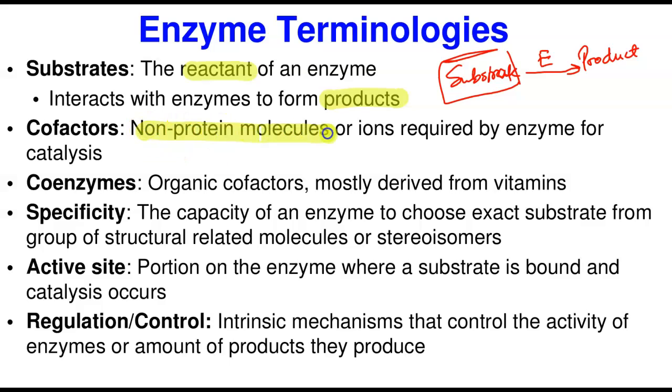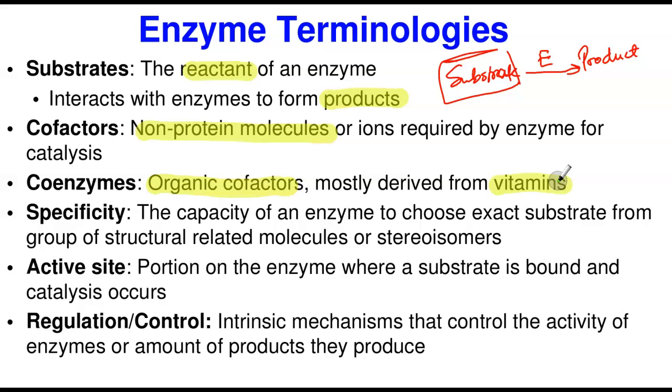They are non-protein molecules or ions. So they could be molecules, organic molecules, or ions. So what are coenzymes? Coenzymes are organic cofactors. Those organic cofactors are what we call coenzymes. And they're mostly derived from vitamins. And that's why vitamins are very, very important for the normal functioning of the body.